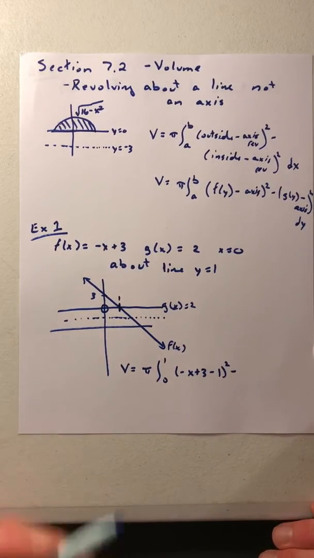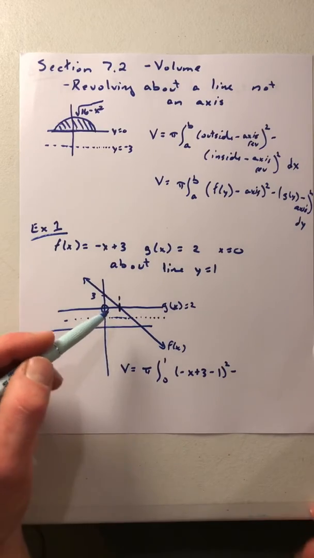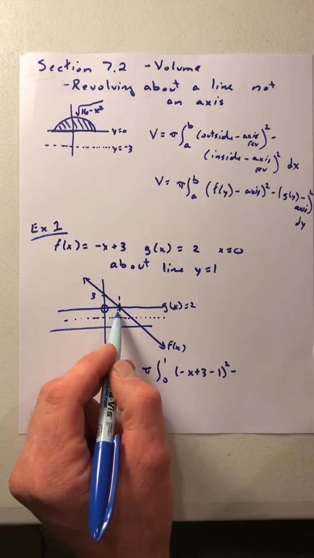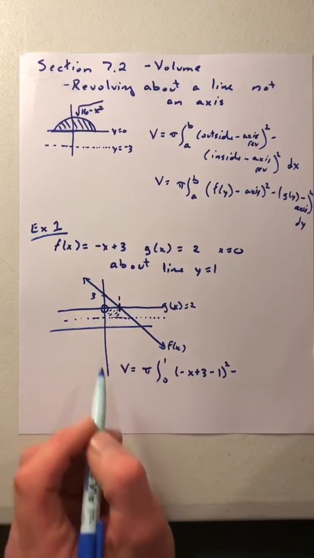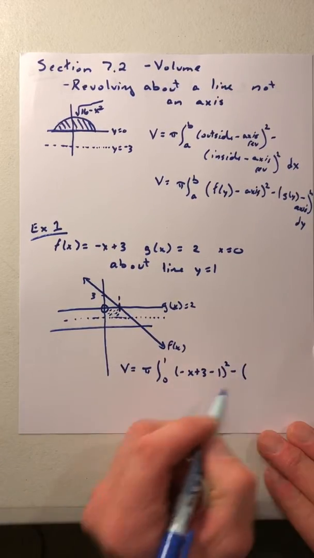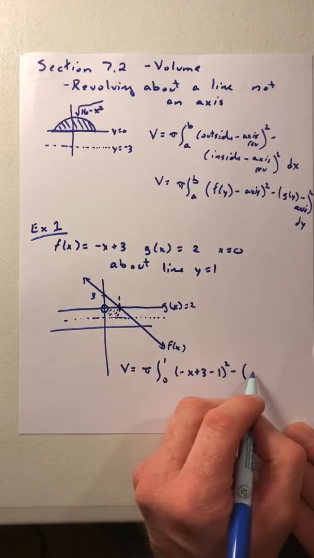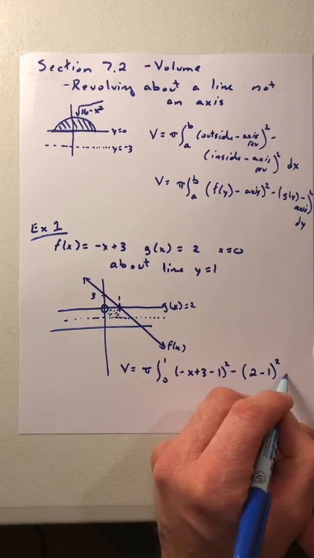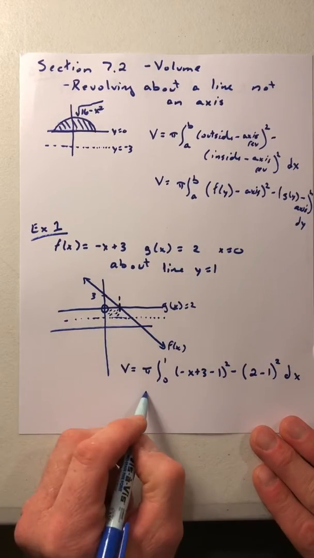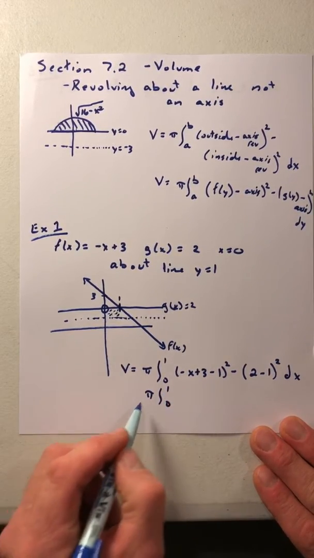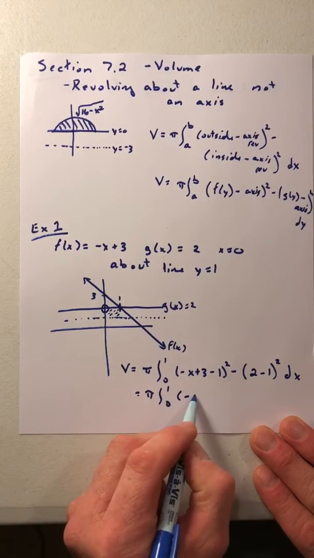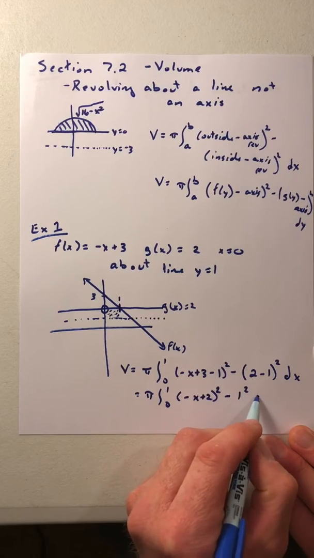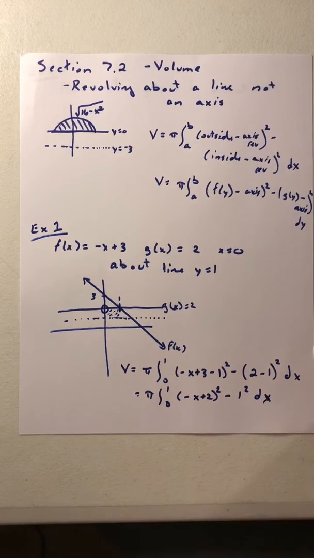That gives us the big area, or the big volume, big figure. I'm going to subtract out of it this inside piece in here. And to find that, I'm going to revolve my g of x, which is 2, minus that axis of revolution, which is 1 squared dx. I can clean this up a little bit before I throw it into the calculator. So I get negative x plus 2 quantity squared minus 1 squared dx.